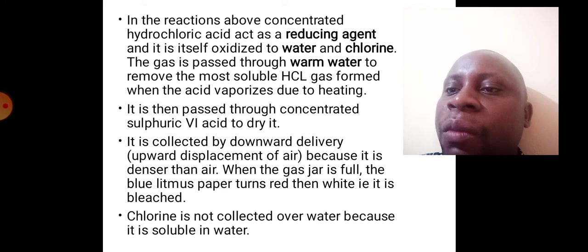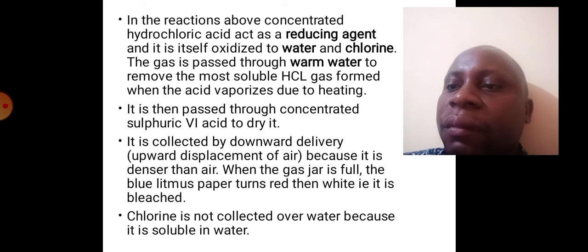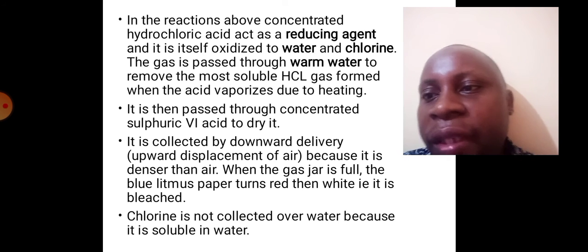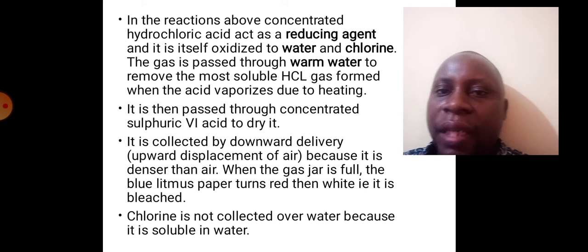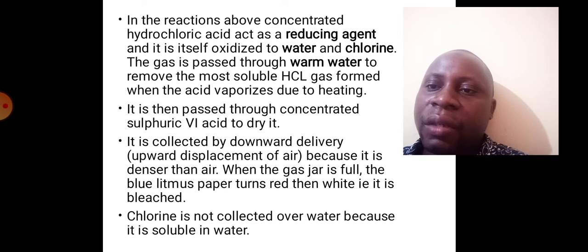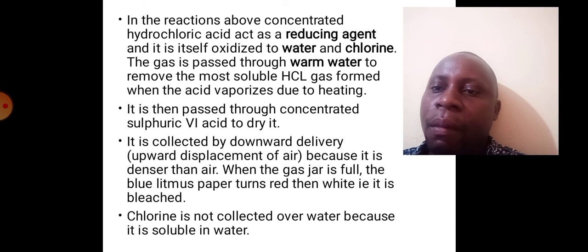I've said this to remove most soluble hydrogen chloride gas, which has been formed when the acid vaporizes due to heating. Then the gas is passed through concentrated sulfuric acid to dry it. Then it is collected by downward delivery or upward displacement of air because it is denser than air. And when the gas jar is full, the blue litmus paper turns to red, then white, that is, it is bleached. That is what we have said.